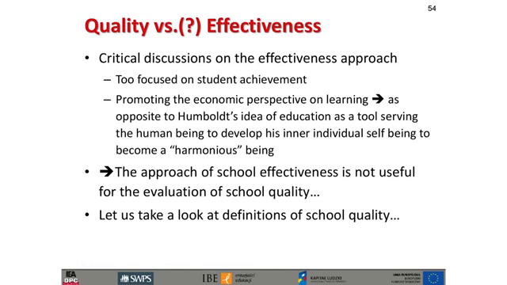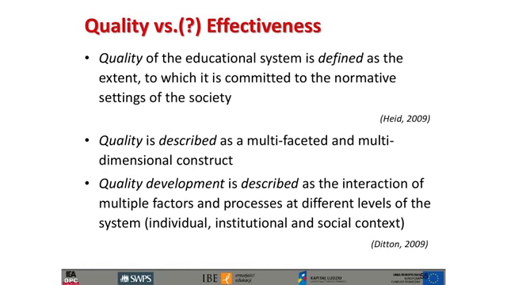But let us take a look at definitions of school quality. And this is really not a very old source, and I couldn't realize that this changed much since then. So quality of the educational system is defined as the extent to which it is committed to the normative settings of the society.